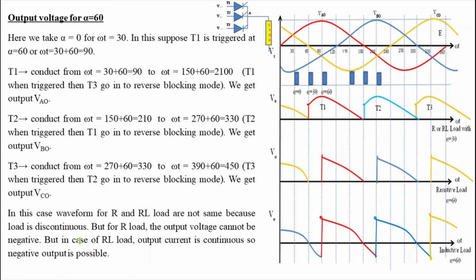Now what will happen if alpha equals 60 degrees and the load is resistive? See, we know that for resistive load, output voltage cannot be negative. So this negative part of the output voltage waveform will get eliminated when the load is R type. See, this waveform is for RL load, and here this is the negative part. So it will get eliminated when the load is purely resistive, because in case of resistive load, output voltage cannot be negative. So we will get this waveform for R load.